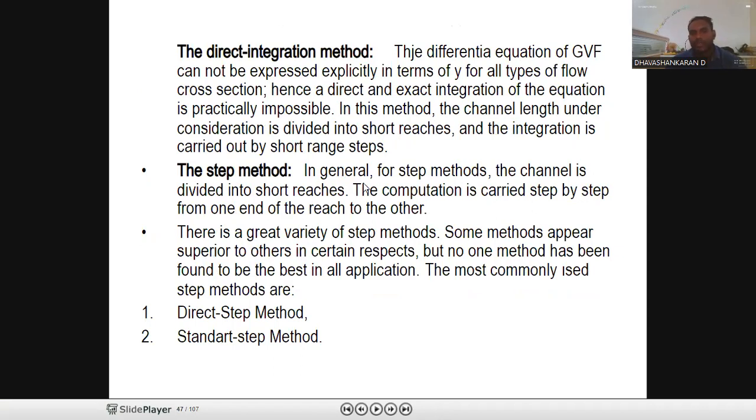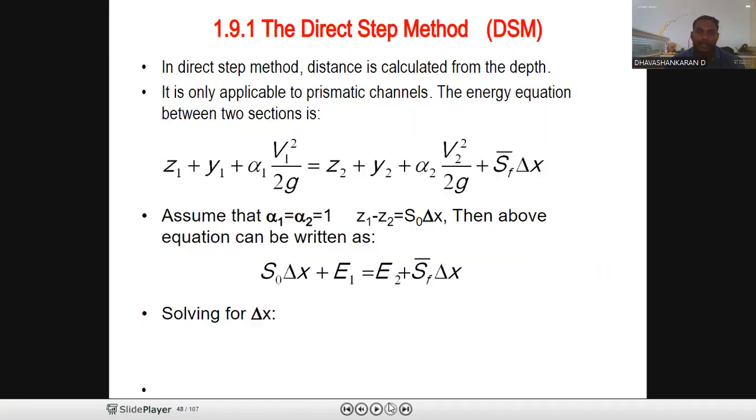In the step method, the channel is divided into short reaches. The computation is carried out step by step from one end of the reach to the other end. There is a great variety of step methods. Some methods appear superior to others in certain respects, but no one method has been found to be best in all applications. The standard step method is the best application for all types of applications. The most commonly used step methods are the direct step method and the standard step method.